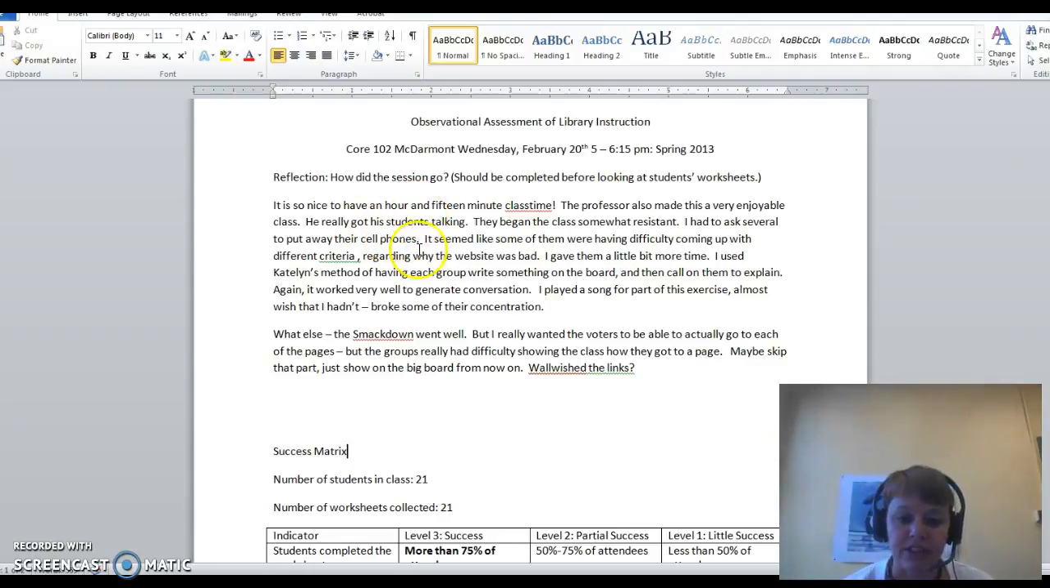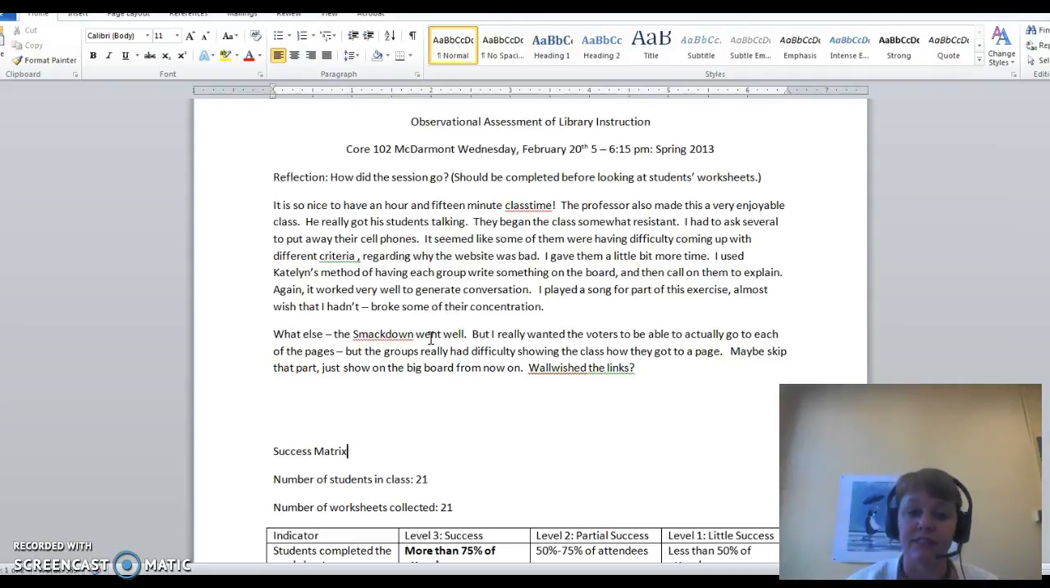And then about the professor, the class was a bit resistant. They had some criteria. So she gave them a little more time. She tried a method that another colleague, Caitlin, had tried of writing on the board, and that worked well to generate conversation. And then in exercise 3, we have the teams compare websites.